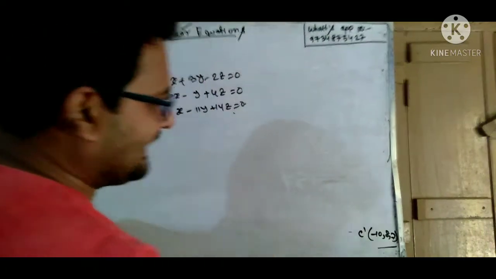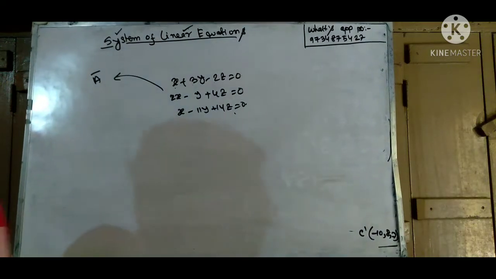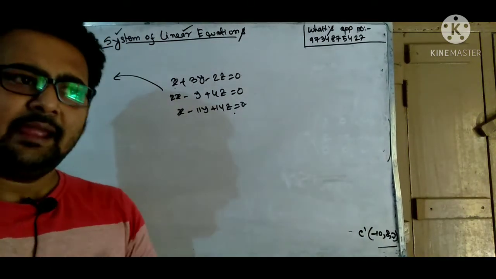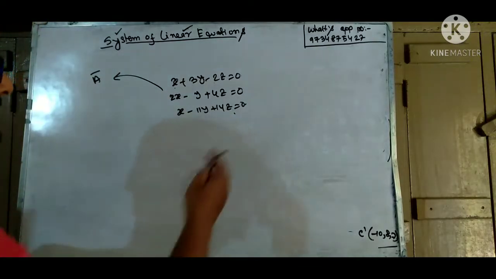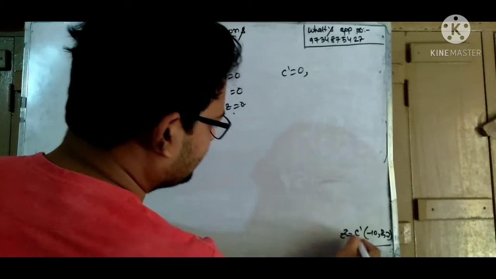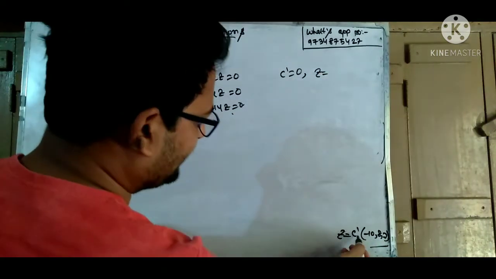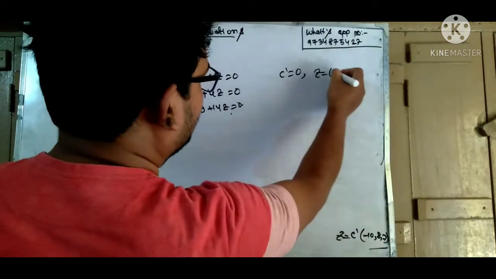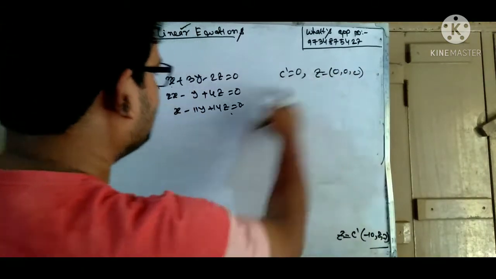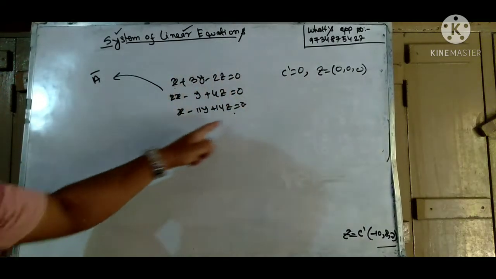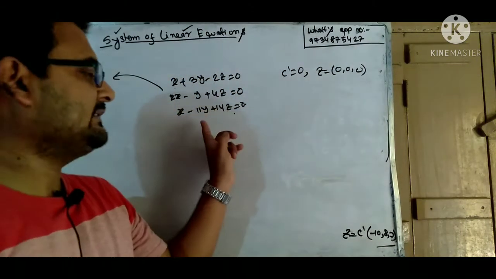C dash is an arbitrary constant. That means we can take any real value of C dash. So take C dash equals 0. Then the solution z will be 0. If we multiply 0 by each of the components, then it will be 0, 0, 0. Obviously this is a solution of the system of linear equations. This is a homogeneous system of linear equations and this is the trivial solution.